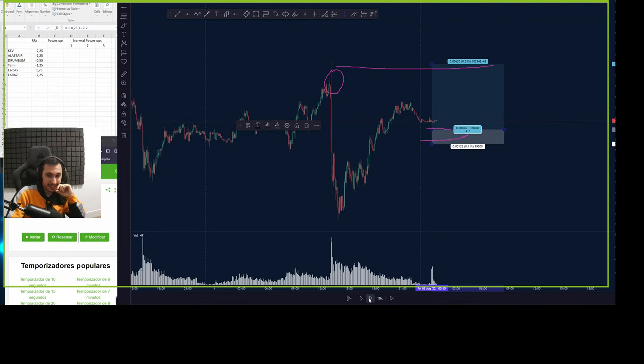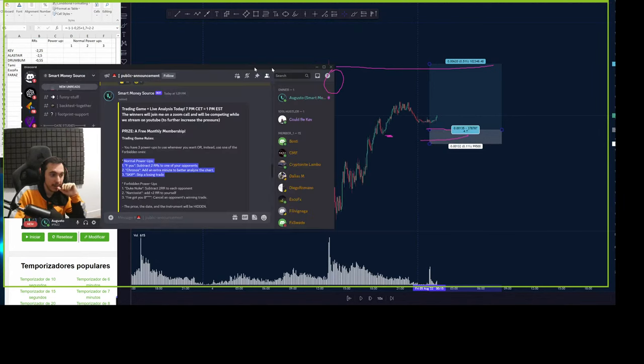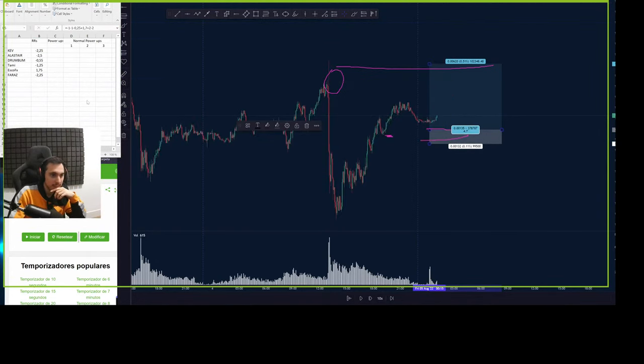1, 2, 3, 4, 5, 6. I need this to hold. 8, 9, 10. It held, but you didn't get the entry, unfortunately. -0.25. Do you want to use any power? No. No, okay. Drum boom, your turn.